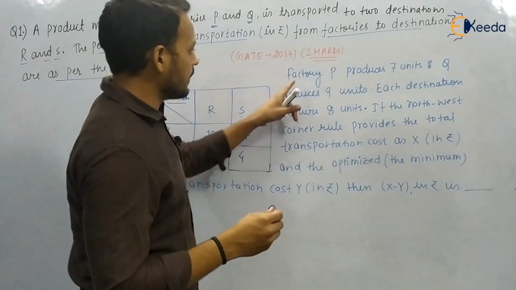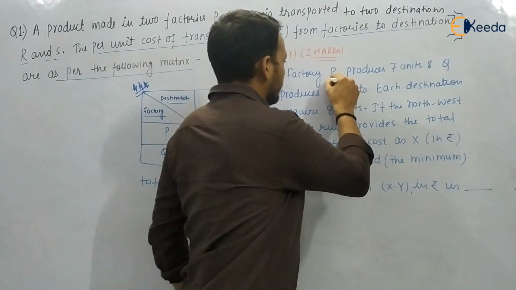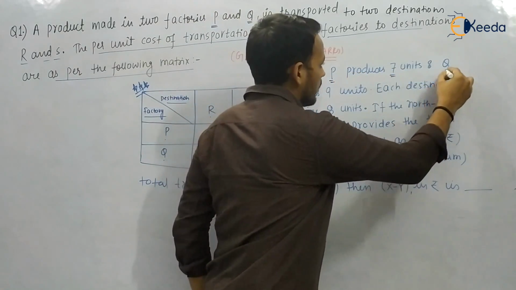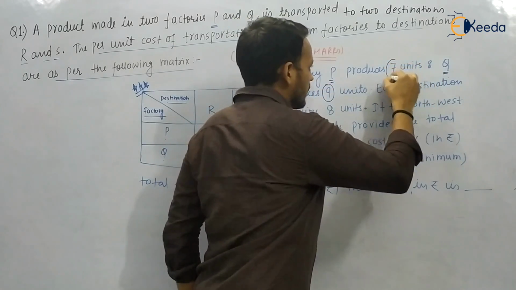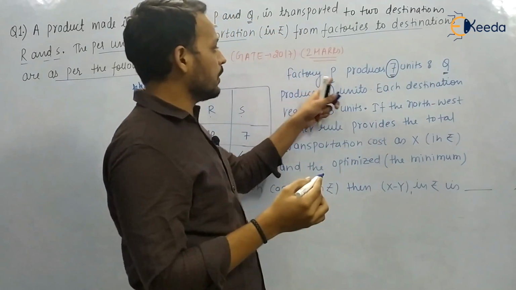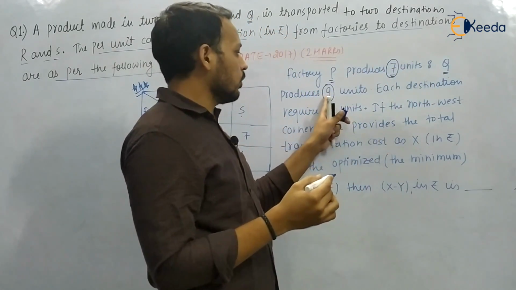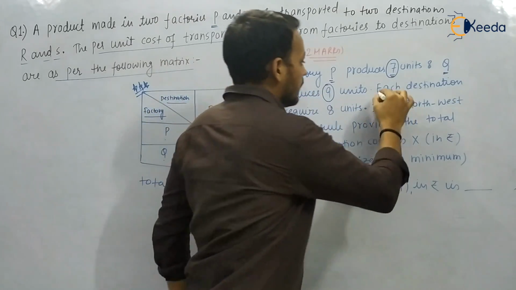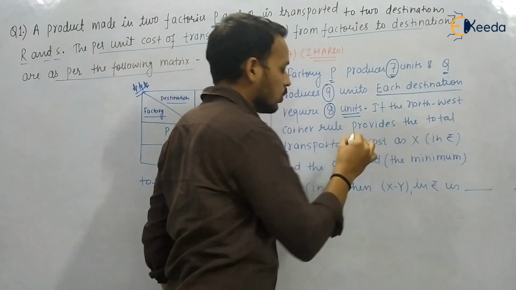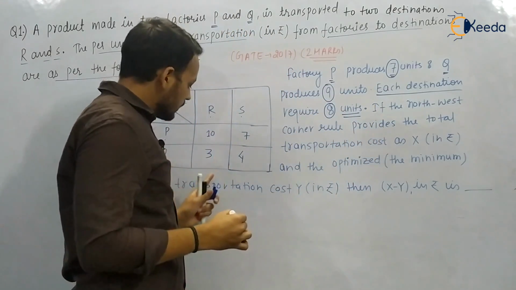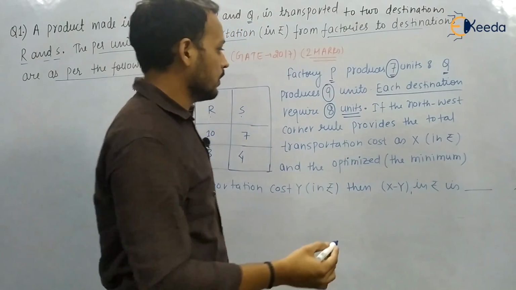It says that factory P produces 7 units and Q produces 9 units. So basically the supply is given: factory P can supply 7 units and Q can supply 9 units, and each destination requires 8 units. So the demand of each destination is 8 units.